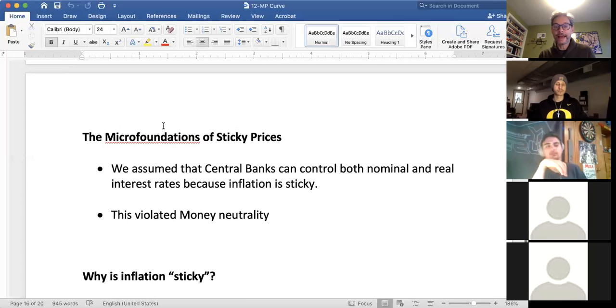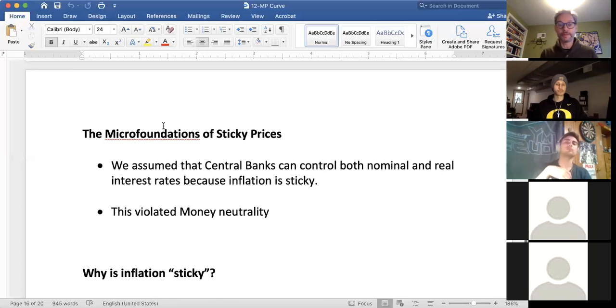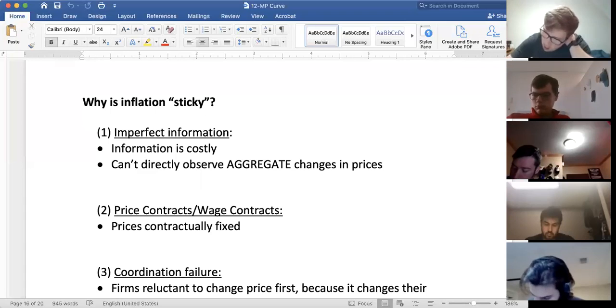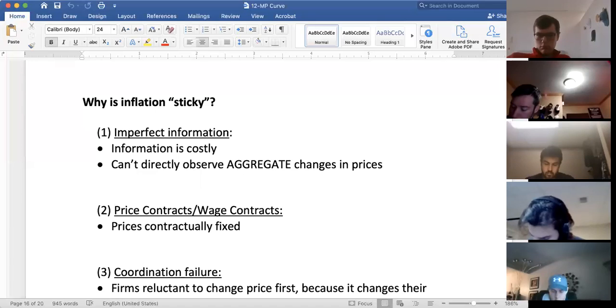And so why exactly would inflation and prices be sticky? I want to talk about a couple of reasons why many economists believe that prices are not flexible, particularly in the very short run. And by the very short run, I mean day to day, week to week, month to month, right? Prices adjust, but they only do so very, very slowly. The first reason to think that prices are sticky is because of imperfect information.